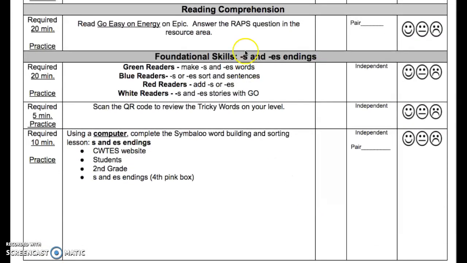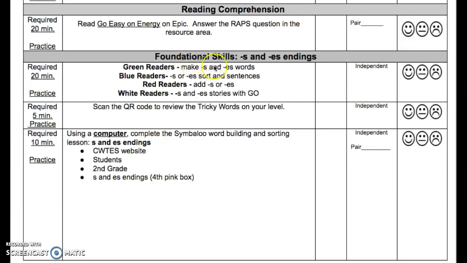The next section is reading comprehension. This is a required activity for 20 minutes and it is practice. Read Go Easy on Energy on Epic. Answer the RAPS question in the resource area. This can be done as a pair. Remember to mark your work mode.